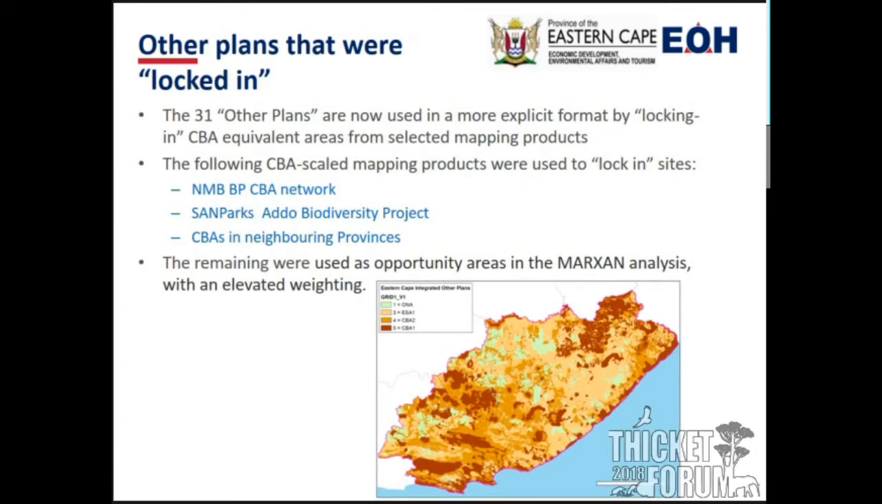So as I was saying, these 31 other plans are now used more explicitly. By that I mean we lock them in. So the Nelson Mandela Bay Bioregional Plan, the SANParks Addo Biodiversity Project, and the CBAs in neighbouring provinces, any areas that were identified as CBA or similar in those plans have been locked into our map. In other words, they directly inform the CBAs in our map. Other areas were used as opportunity areas in the Marxan analysis, and we increased the weighting of that.